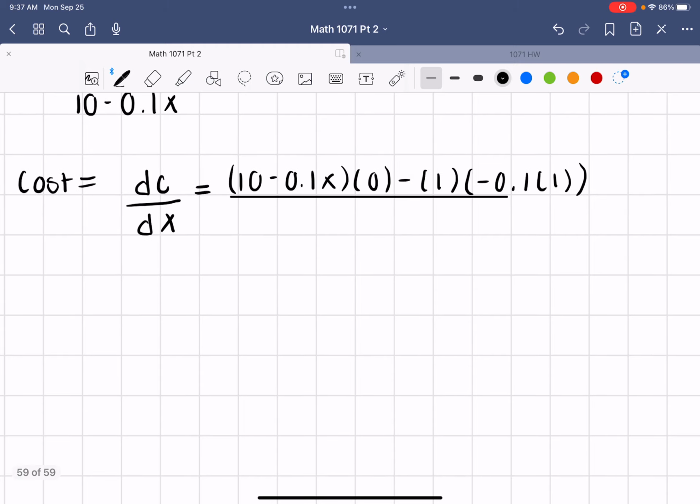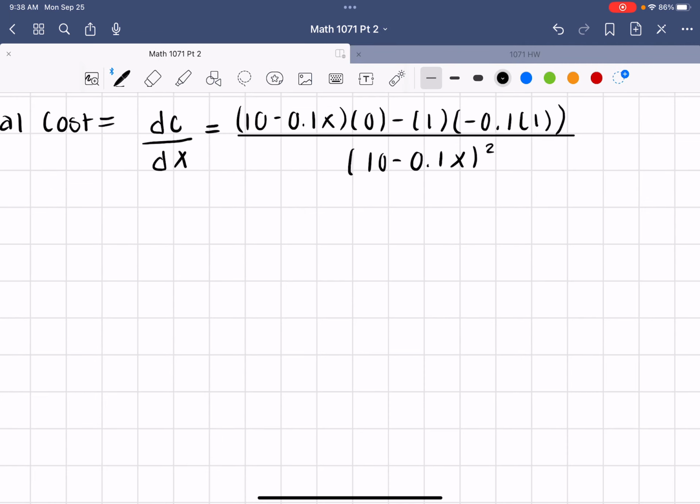Is that okay? You want the derivative of the denominator. The derivative of 10 is 0. Negative 0.1 is a coefficient. The derivative of x is just 1. So if you simplify all of that, 0 times anything is 0. And here you have minus a negative 0.1 over (10 minus 0.1x) squared. Find the marginal cost, and there you are.